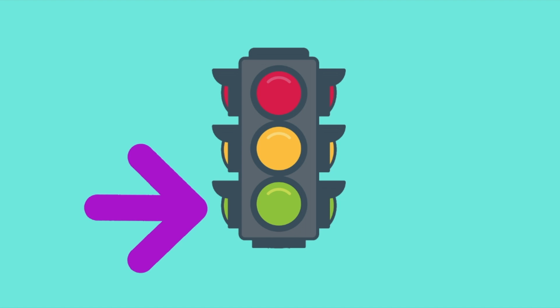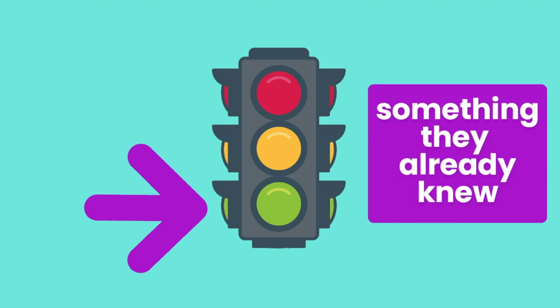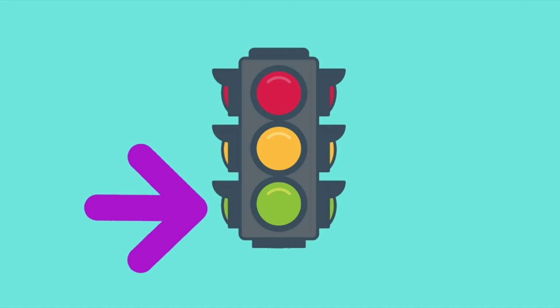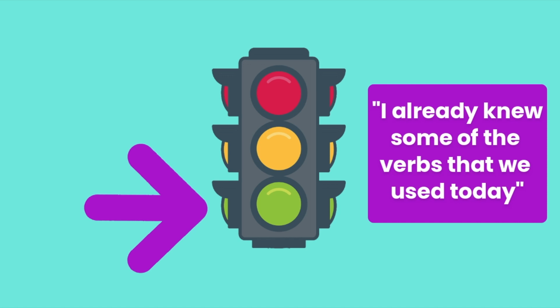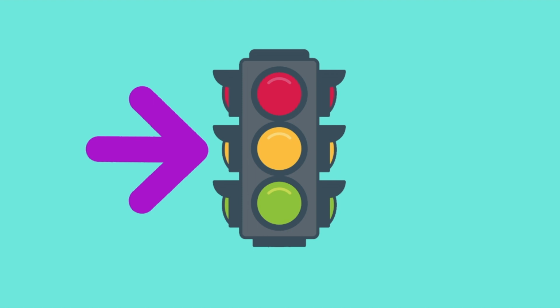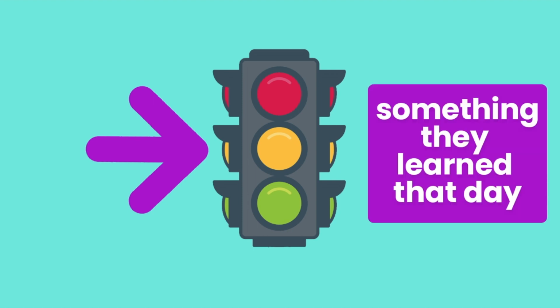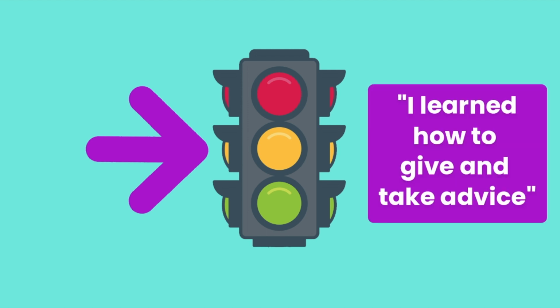For the green light, you will ask your students to write down something they already knew about the lesson's topic. For example, I already knew some of the verbs that we used today. For the yellow light, they will have to write about something they learned that day. For example, I learned how to give and take advice.